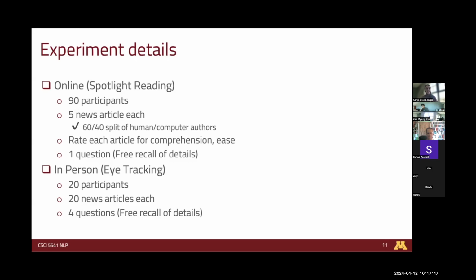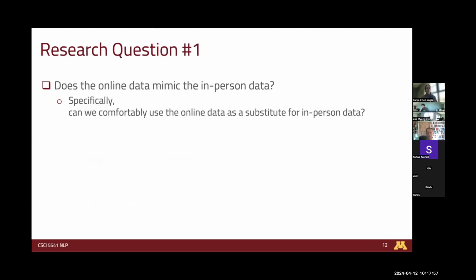So we have them read like 20 news articles and answer like 4 of these free recall questions. And the first thing that we're really interested in from this pilot study is seeing to what extent the online data that we're collecting with this spotlight reading experiment is going to be mimicking our in-person data. More specifically, we want to evaluate whether we can comfortably use this online data as a substitute for our eye tracking data.